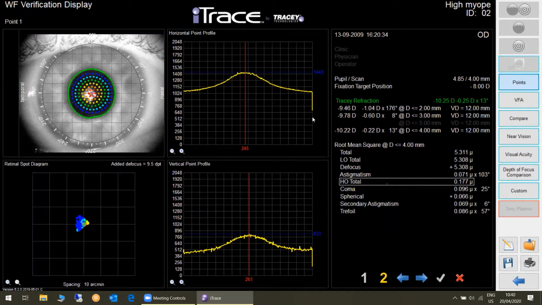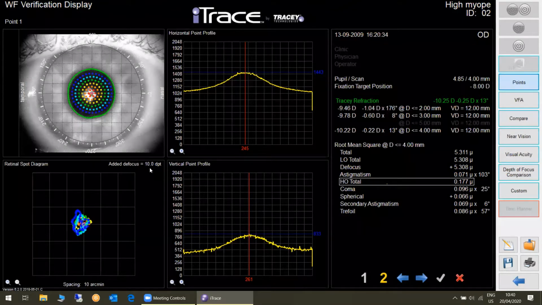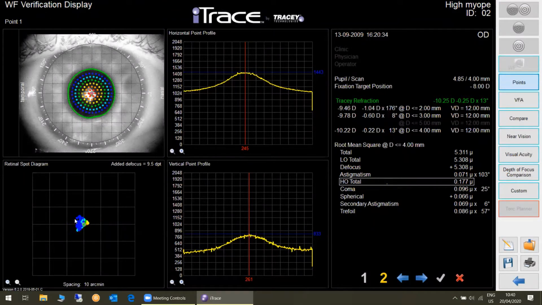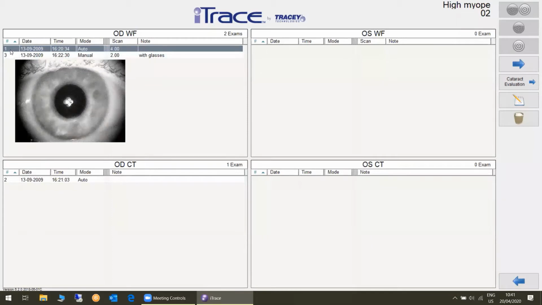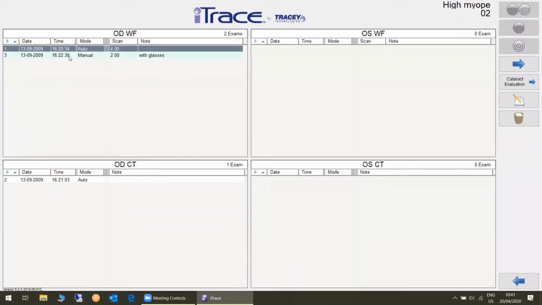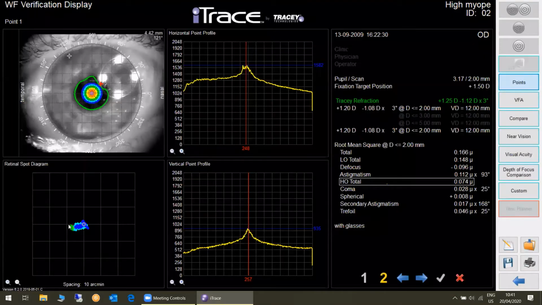Now you understand that the refraction that you get from the autorefractor is not always what the patient likes in the glasses. If I put this here, see 10.4, do you think the patient will like this or that he will like this? Well, he will have his sharpest vision with the minus 9.5. So here you see this is the patient without glasses, and here I measured him with glasses. And you see here, he's very well corrected. He's very happy.